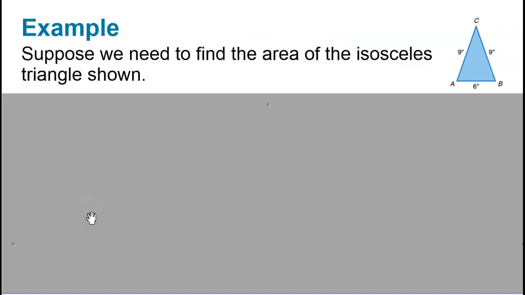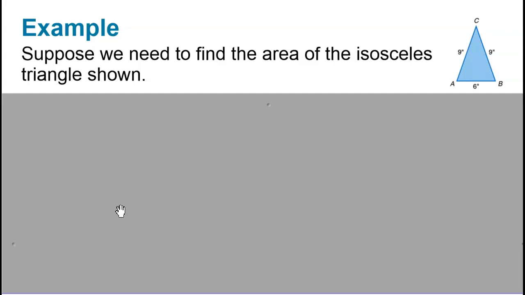So let's look at a different kind of triangle. This is called an isosceles triangle. We have two lengths that are the same. And so if we need to find the area of the isosceles triangle, one of the things that you might see immediately is that you don't have a height.